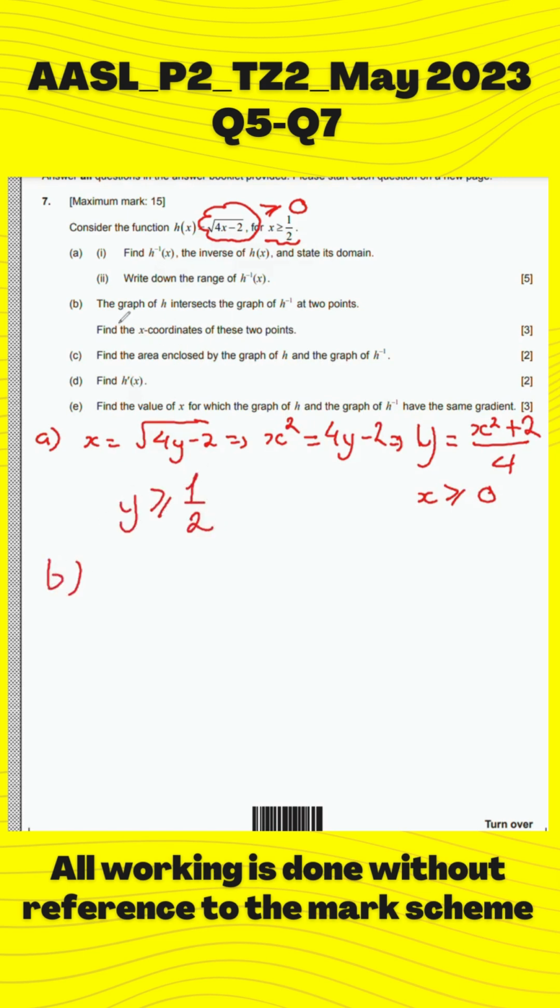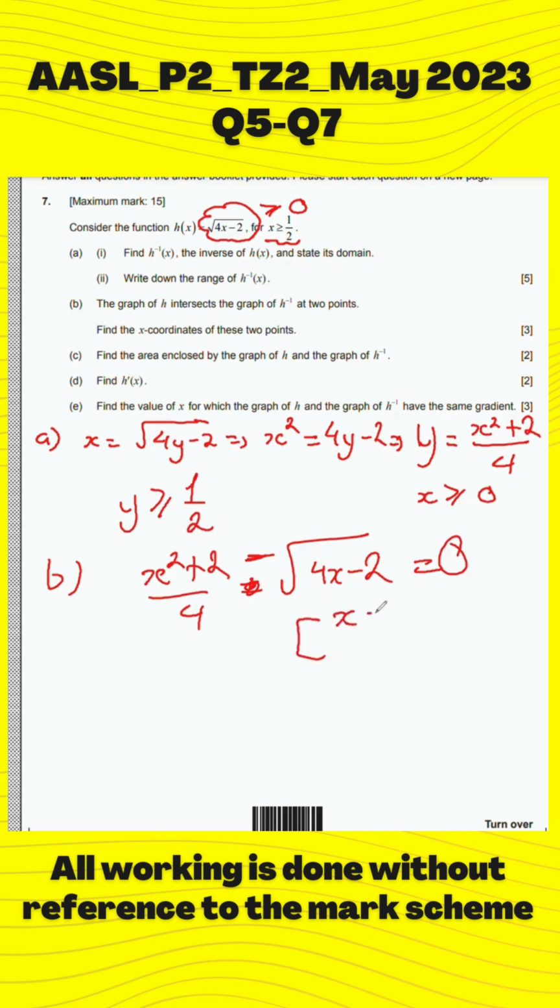B. Function h intersects with its inverse at 2 points, find the x-coordinates. So function equal to function. I have x squared plus 2 over 4 equal to the square root of 4x minus 2. I move this one to the left side, so this becomes minus, equals 0. I put this function into the GDC and find the x-intercept. I will have x nearly 0.586, or x nearly 3.41.